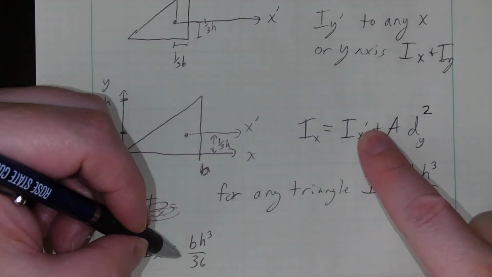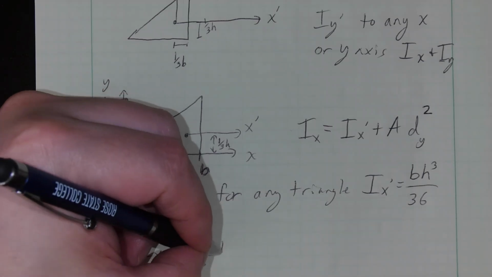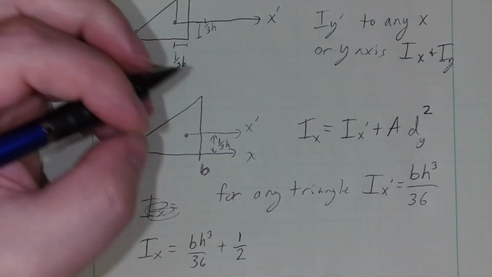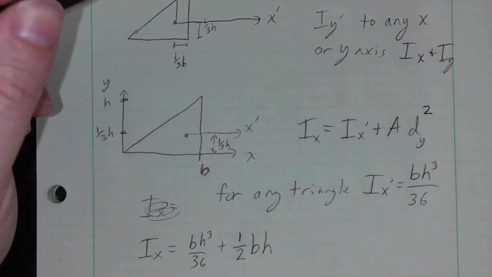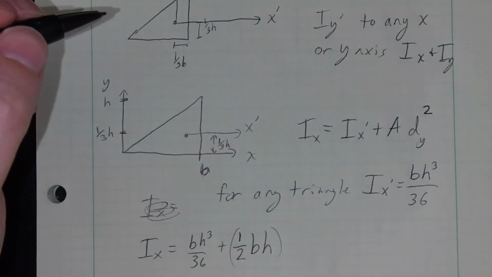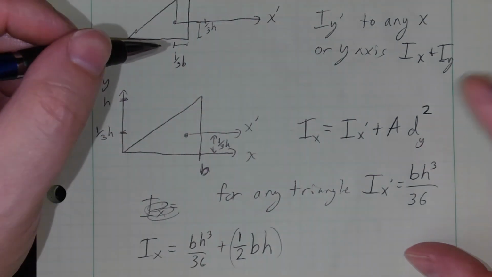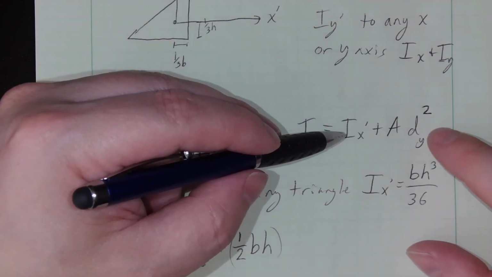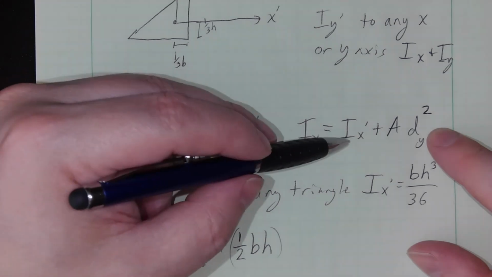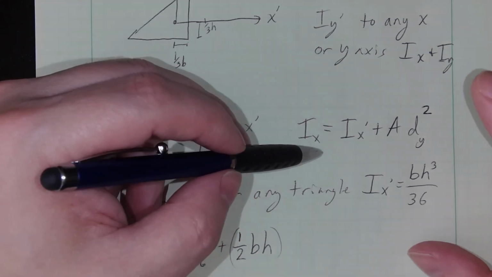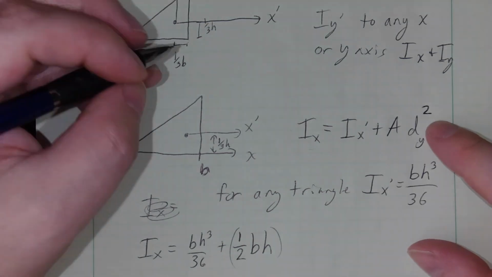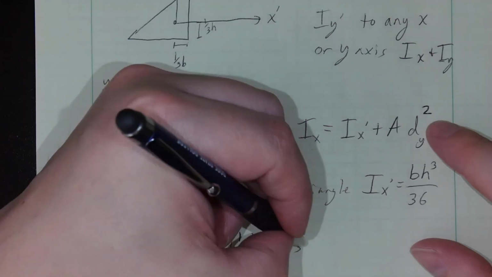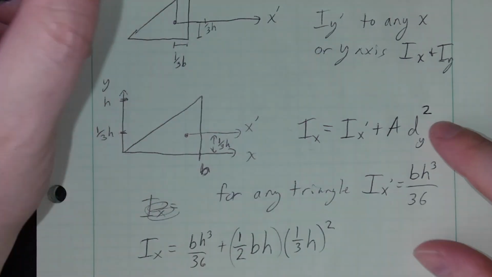That is Ix prime. Let's add to it the area of this shape. The area of the shape is 1/2 base times height. That's the area of the triangle. And I want to multiply it by the distance between the two axes. That's what this d sub y represents, the distance between these two axes. These are both x-axes, so this would be the distance in the y direction squared, and this distance then is 1/3 of h, and that's going to get squared.